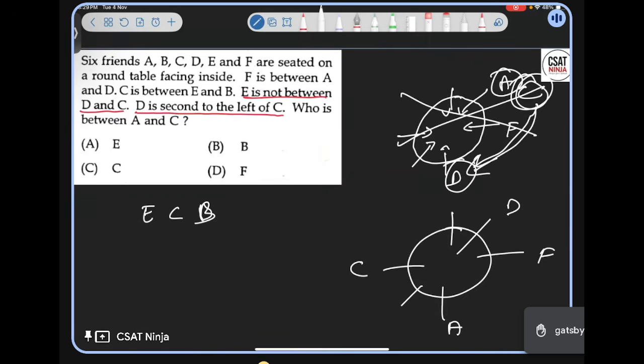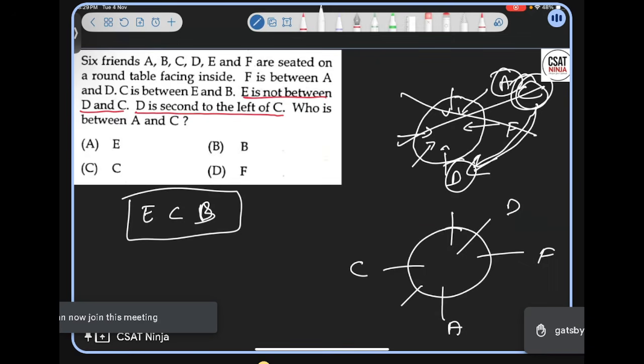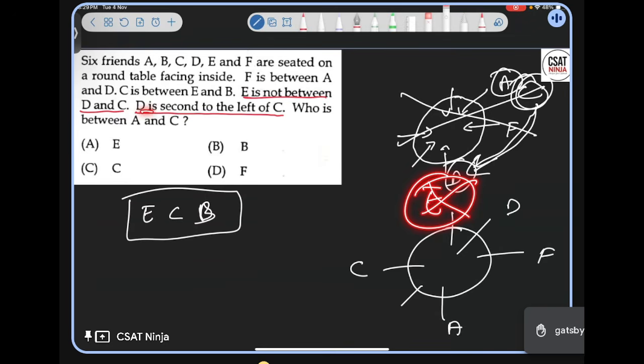Now let us go back to the statements we have written. E is between C and B. That's one thing. D is second to the left of C. That's another thing. And let's go back to the statement here: E is not between D and C. That means I cannot put E here. Why? Because the question says E is not between D and C. So we have only one slot left where I can insert E. So I'll just put E directly here.